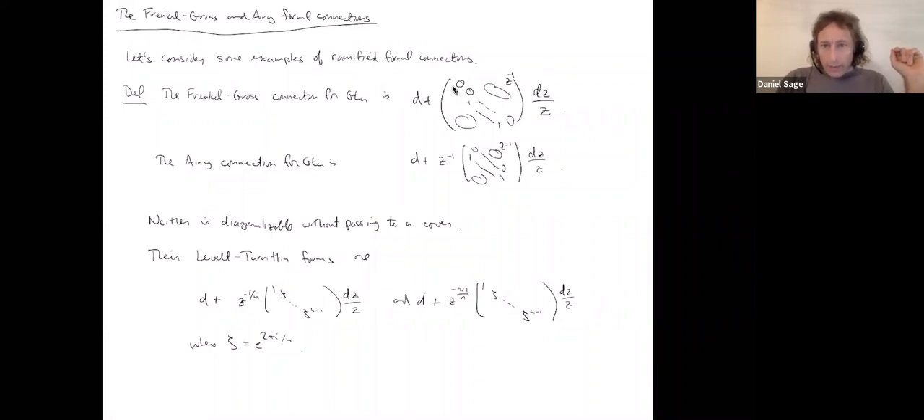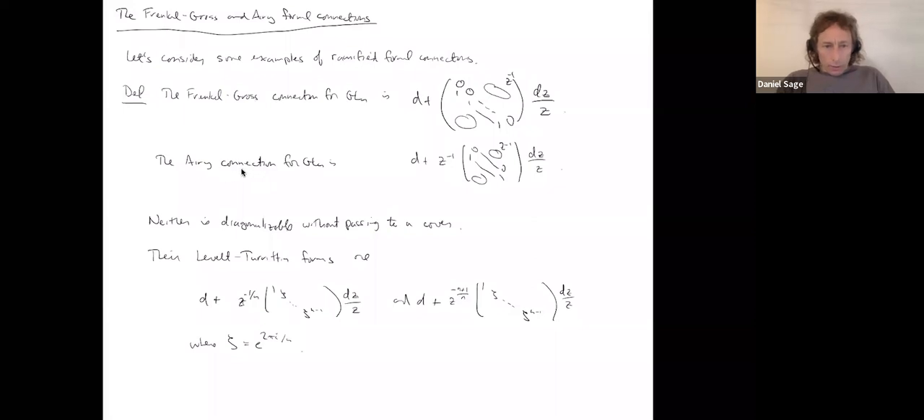So what have I done here? You take the matrix of the connection to be this circulant thing where you have ones on the subdiagonal and a z inverse in the upper right. Okay. And the Airy connection for GLN is very similar. You just make it more irregular with a z to the -1.